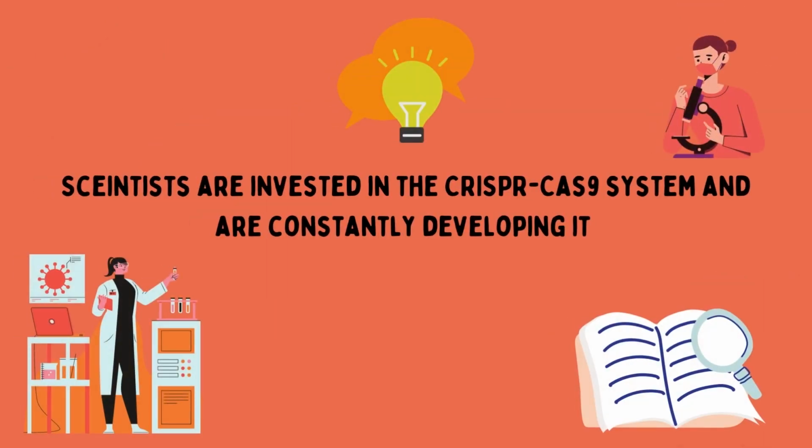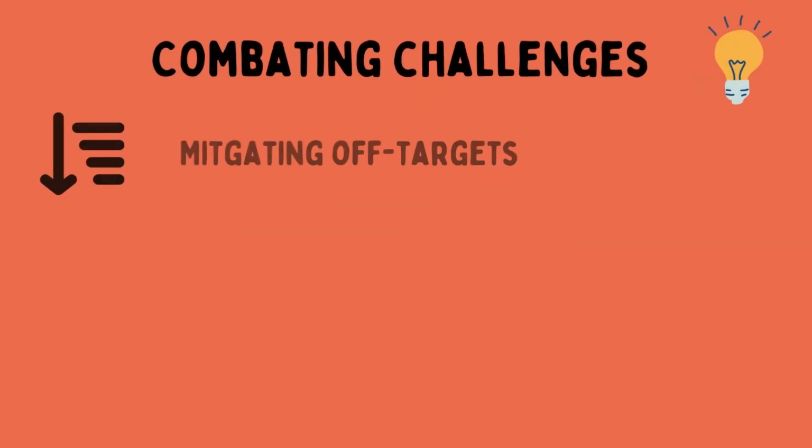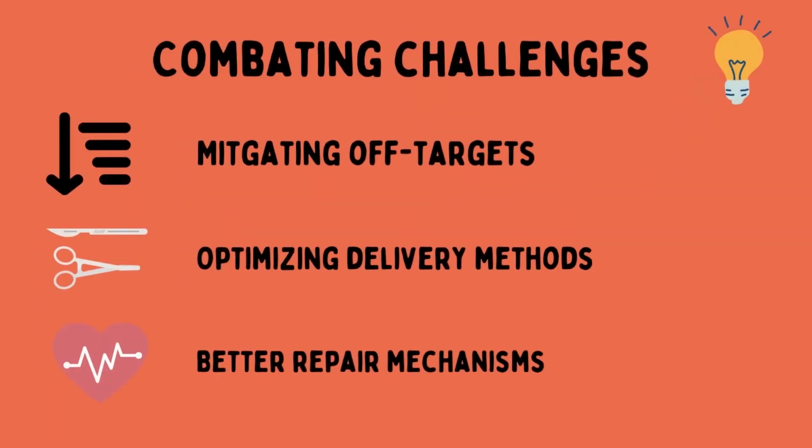Scientists are constantly developing the CRISPR-Cas9 system with new techniques and improvements emerging. This proves that scientists are not only invested in the system, but it is the present and future for genome editing. Scientists around the world are also working to combat the challenges we have mentioned in this video in order to make the technology more effective.